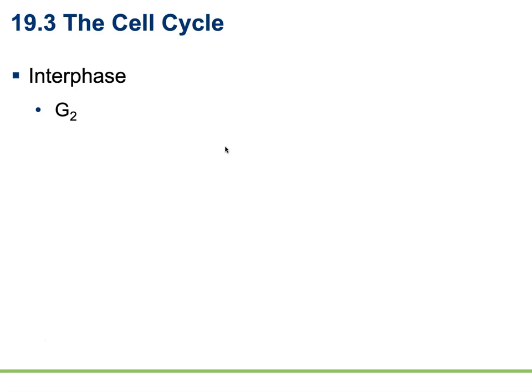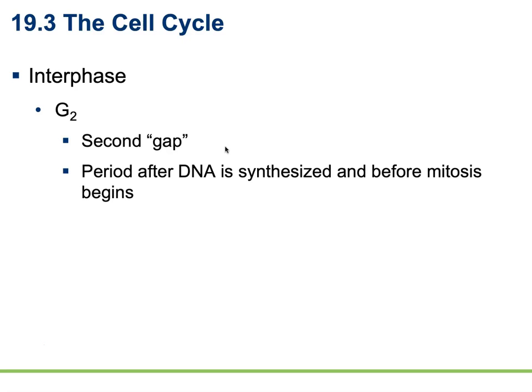The next phase is going to be the G2 stage, or the second gap phase. This is going to be the period after DNA synthesis and before mitosis begins. Again, this is not a resting phase. Yes, we have already doubled our DNA, but we still need to double the rest of the cell. The cell does need to completely double in size, and all of its organelles are going to have to be duplicated.